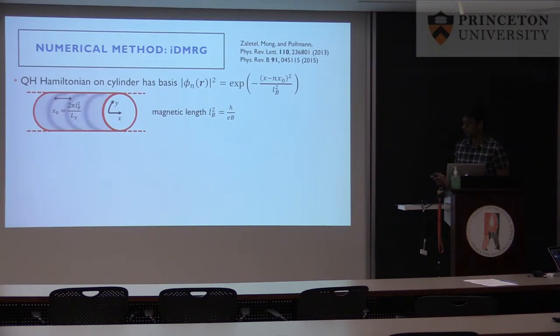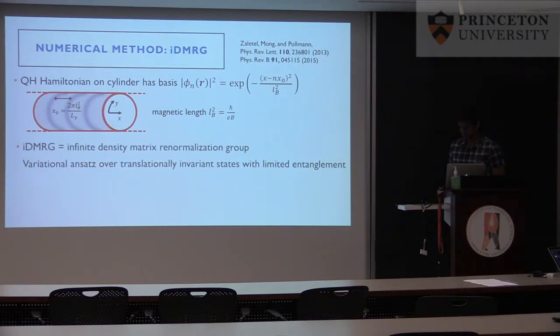And now we have a sort of quasi-1D Hamiltonian, and we can use a technique that works well in 1D for interacting Hamiltonians, which is IDMRG. It just stands for infinite density matrix renormalization group. What that means is just it's a variational ansatz over translationally invariant states with limited entanglement.